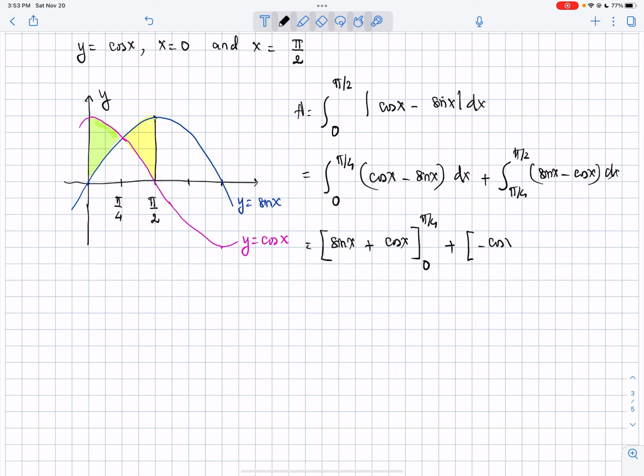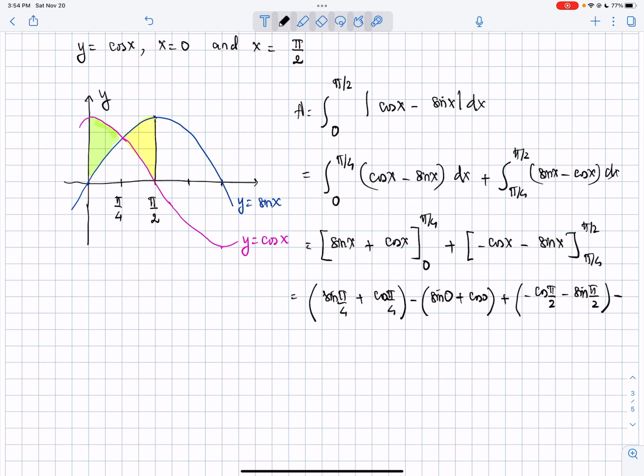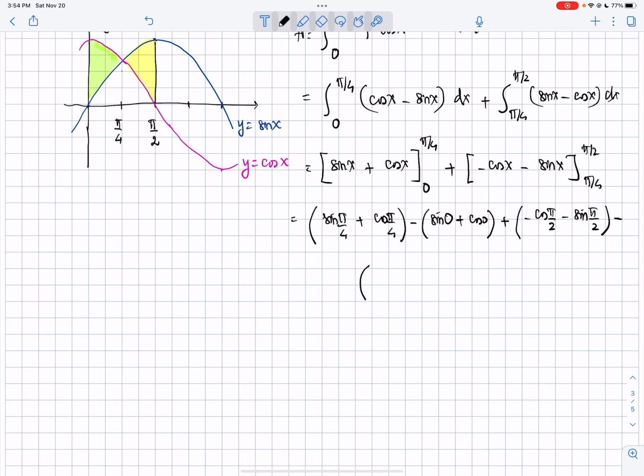Sine of pi over 4 plus cosine of pi over 4, minus sine 0 plus cosine 0, then plus negative cosine of pi over 2 minus sine of pi over 2, minus negative cosine of pi over 4 minus sine of pi over 4.